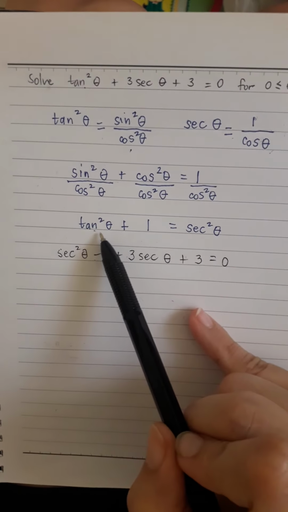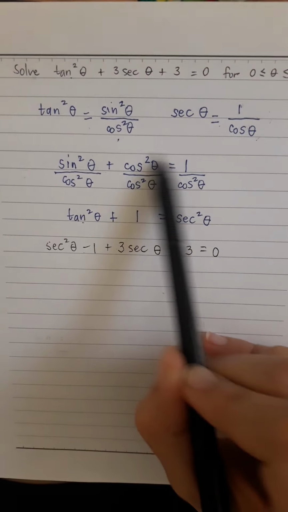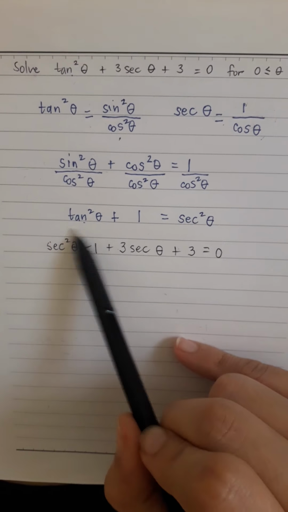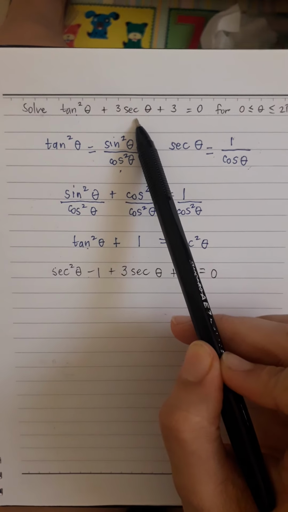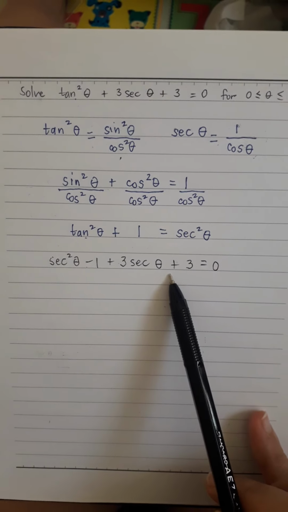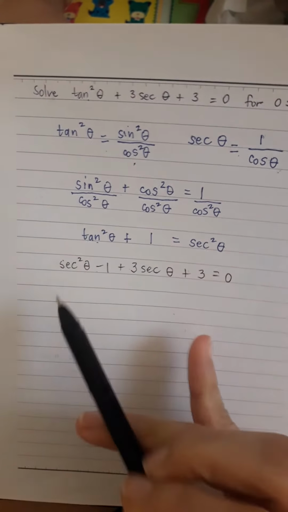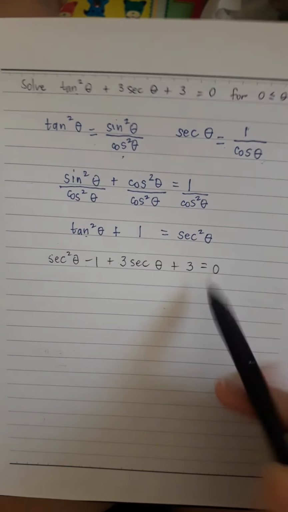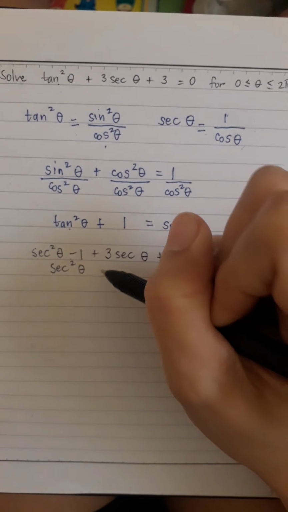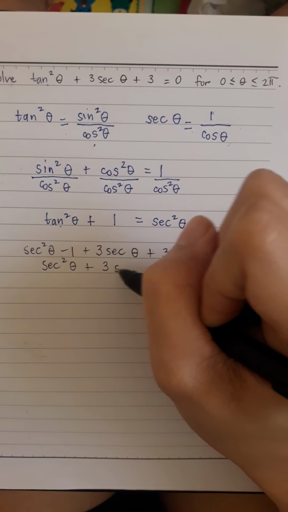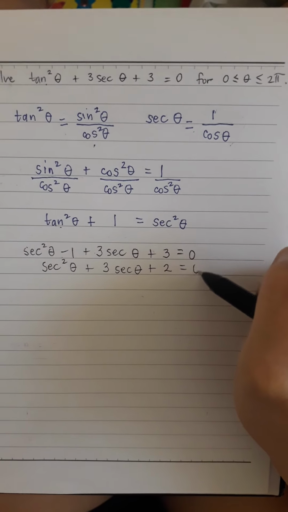By the way, you can just memorize this identity, or you can derive it like what I did just now. So now you see that from two different ratios, everything now is secant. All we have to do is simplify the equation. That means this is going to be quadratic. So I will have secant squared theta plus 3 secant theta plus 2 equals to 0.